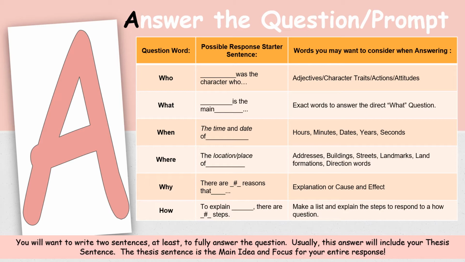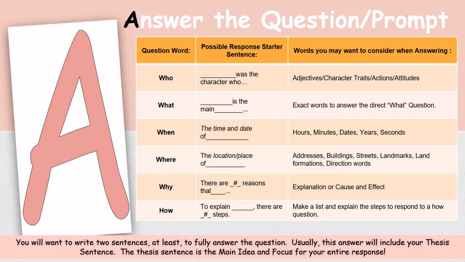Who? Blank was the character. What? Blank is the main blank. When? The time and the date is what when is asking. Where? The location or the place. Why? There are 7 reasons that, and you explain the why. And then how? To explain something, there are this many steps. Those are a few possible sentence starters you can use to respond to the question you were given in the prompt.